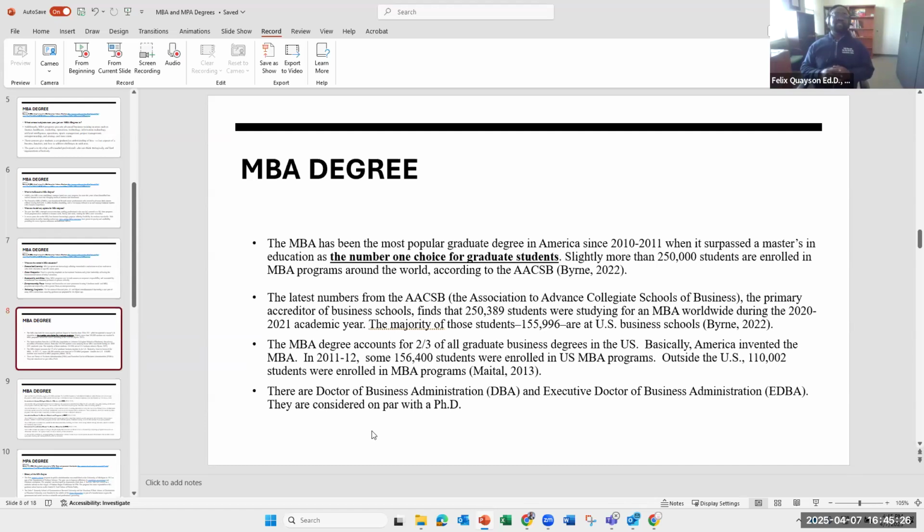Now, the latest number from the Association to Advance Collegiate Schools of Business, the AACSB, which, remember, I said is one of the accreditors for business education, the primary accreditor of business schools, finds that 250,389 students were studying for an MBA worldwide during the 2020-2021 academic year. And what was the world event?